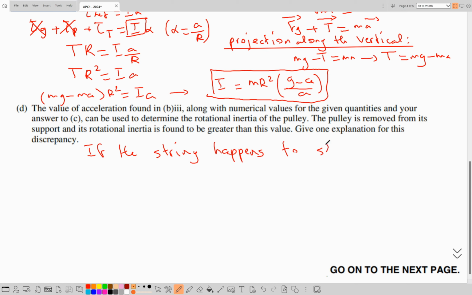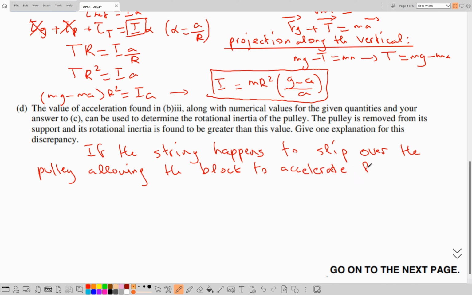So let me say: if the string happens to slip over the pulley, allowing the block to accelerate faster, resulting in a smaller experimental moment of inertia.